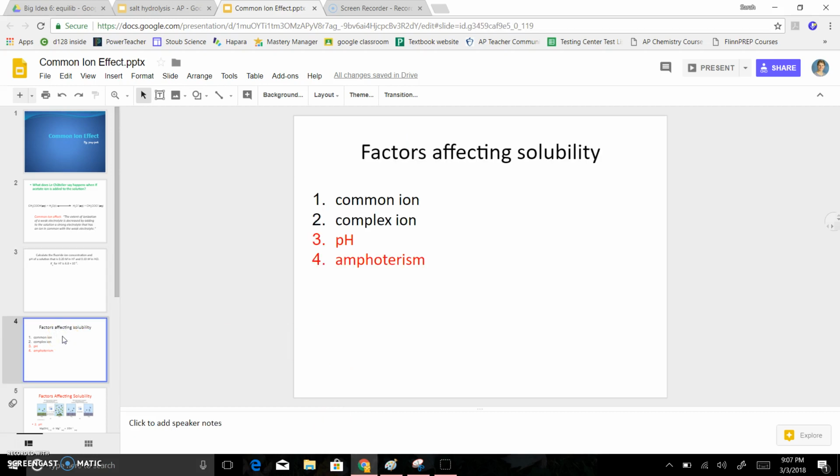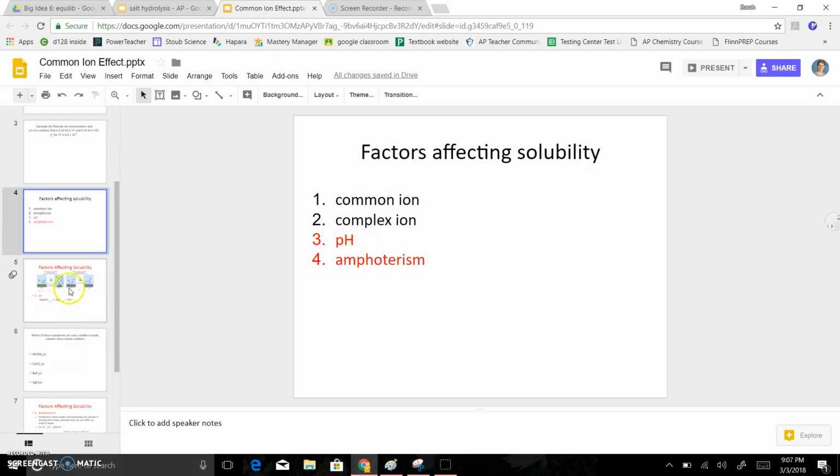What I want to go back to is solubility, because there are really 4 factors that affect solubility. That was when we were looking at KSP. Like you have a solid, you put it into water, some of it will always dissolve. KSPs look at when you have a really small amount that dissolves. But we can create more dissolving by looking at common ion effect. We talked about that. Complex ions, we talked about that too. But the last two would be pH and amphoterism, which we haven't talked about yet.